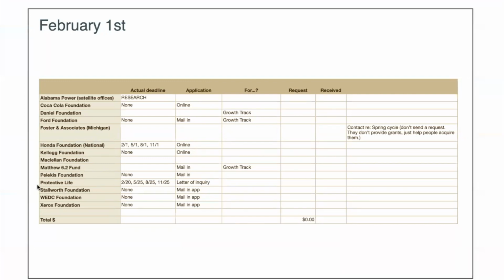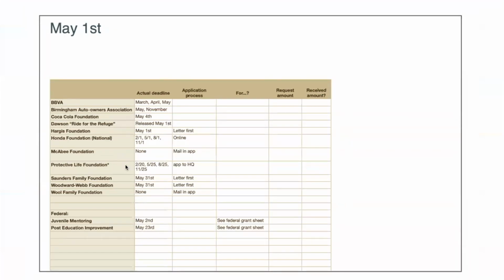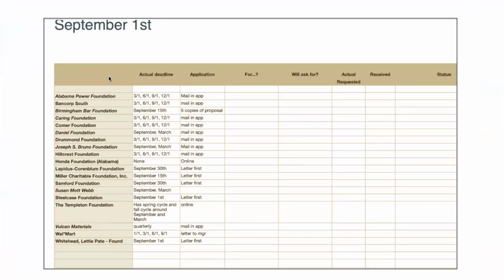You can see that. I knew that you could apply multiple times, and so I might apply multiple times to them. I also knew, I told you about government grants. I knew there were certain federal grants that were out at certain times that might fit in with what we were doing. So I had those listed kind of separate from these private charities and organizations.